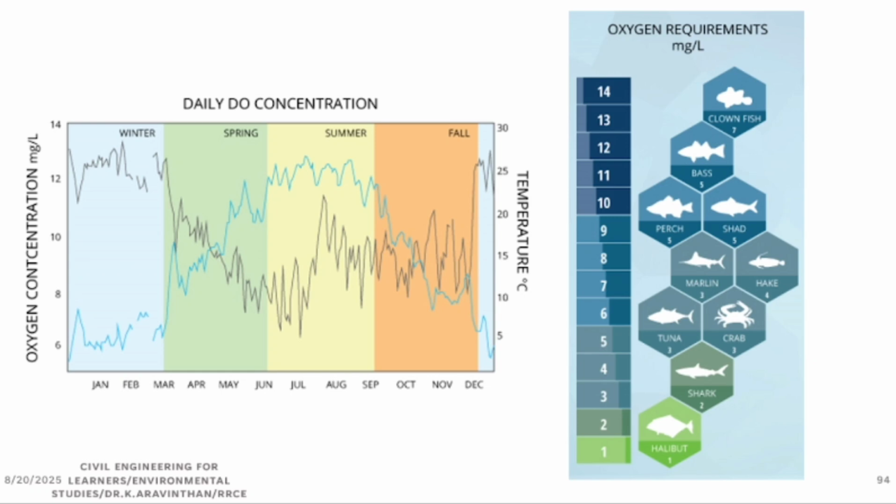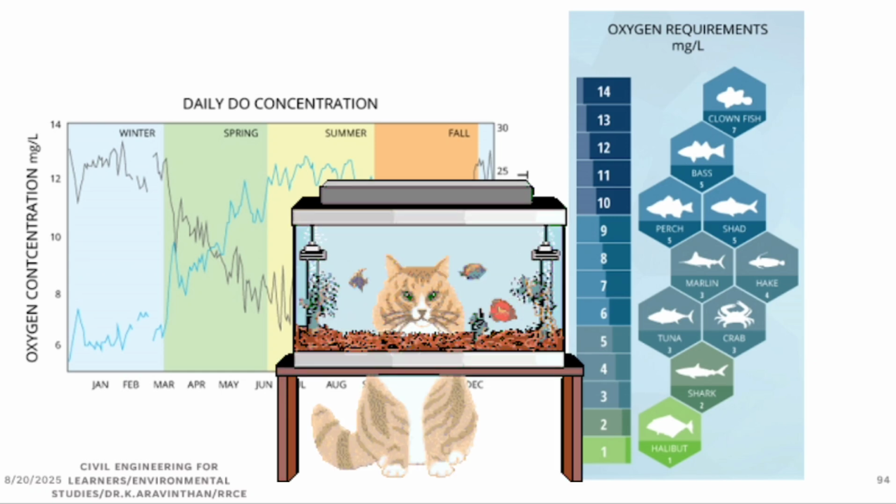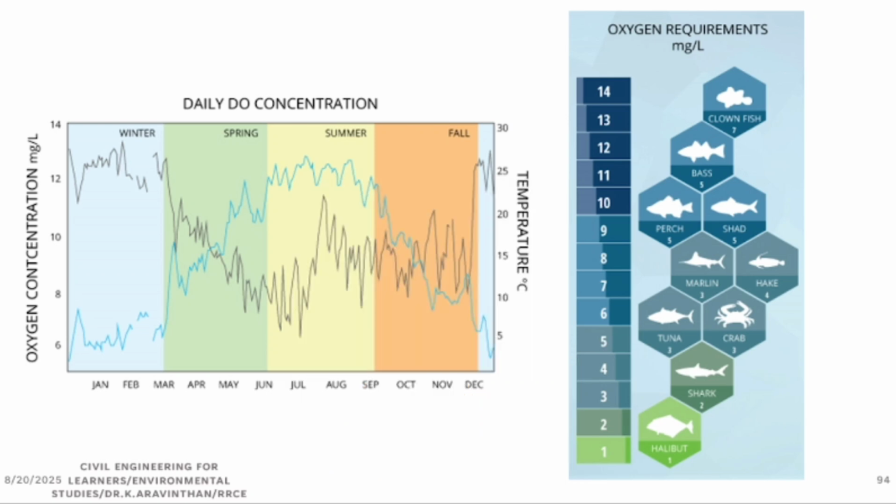So you have to constantly change the water, or else you can keep a small motor in the fish tank. Have you seen? In most aquariums you have a small motor. What does that motor do? It circulates. When it is circulating, the water takes the oxygen again, so that constantly you will be having DO. DO is called what? Dissolved oxygen.